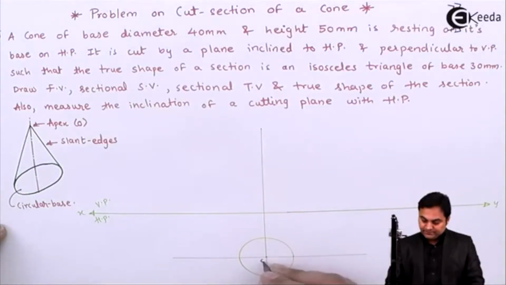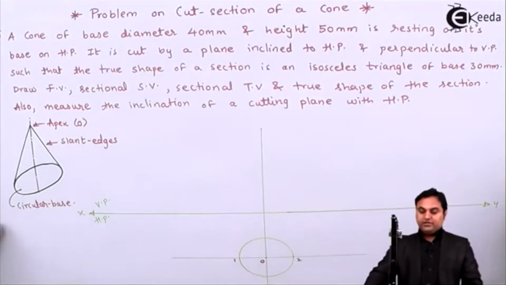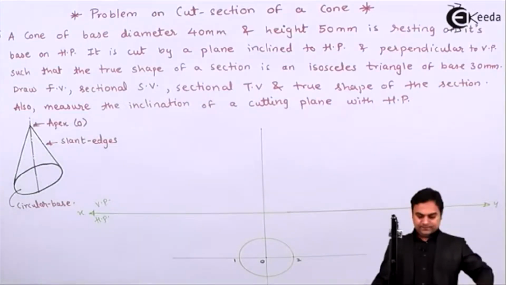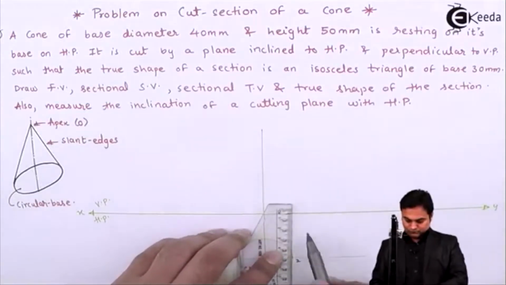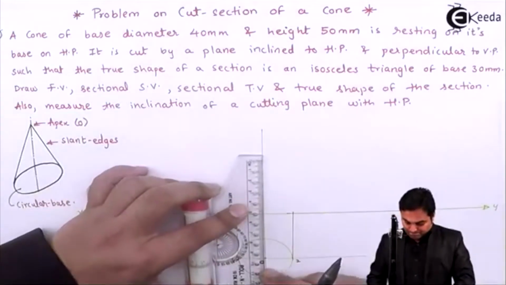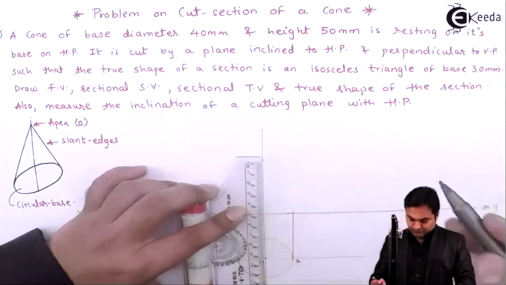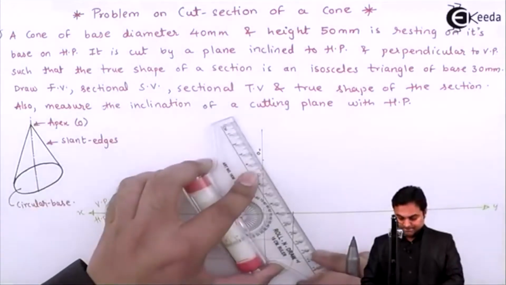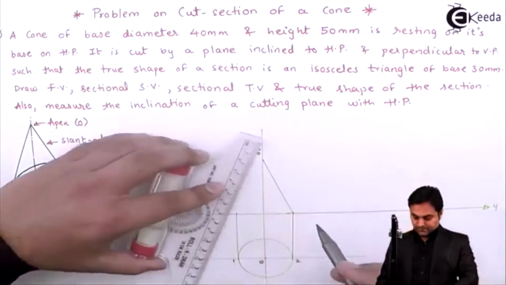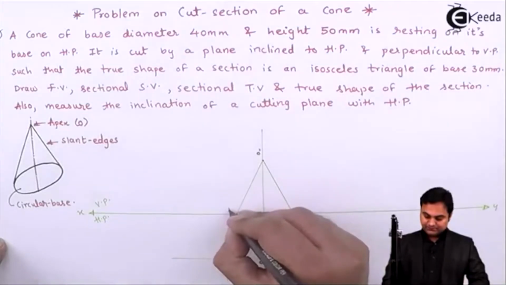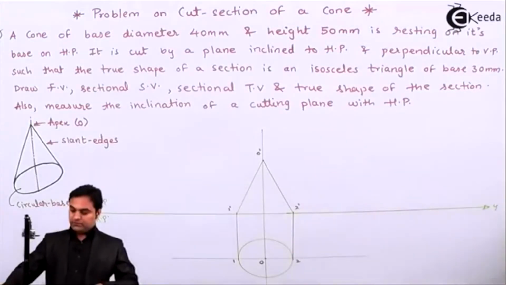Here is the apex. I'll say these are points 1 and 2 that will be projected up to get the front view of this cone, which will be in the form of a triangle. Height of the cone is 50 mm. Apex O dash. Here we have 1 dash and 2 dash.